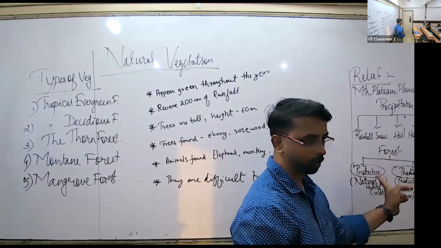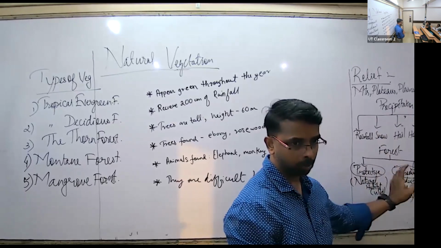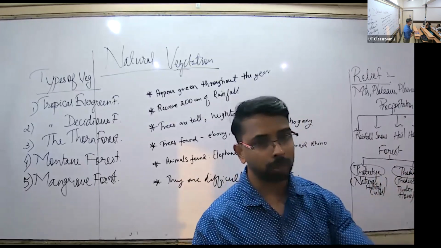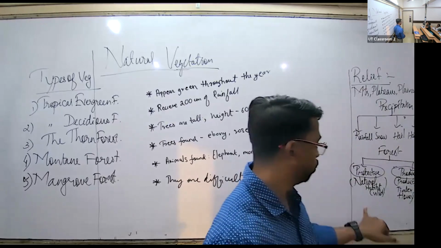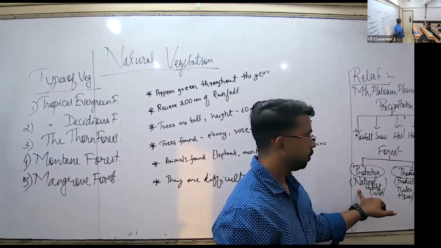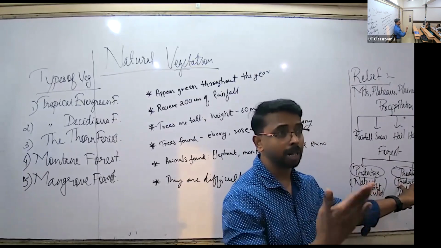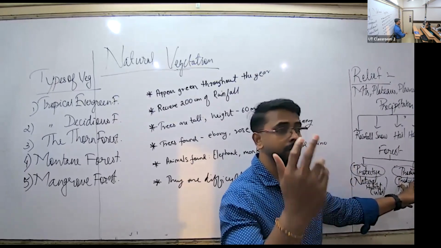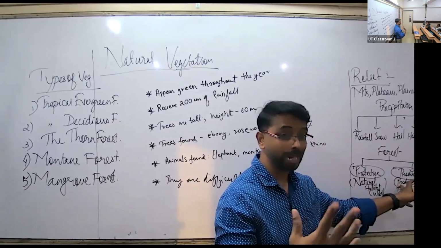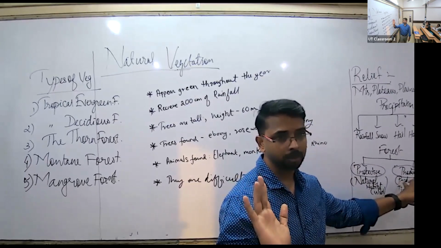One is protective, the other is productive. Protective, it gives protection to all the wild animals by providing them with what? Natural habitat. Productive, it provides you a variety of products, right from timber, honey, gum, shellac, etc. Then I have moved down to the main part of our topic.